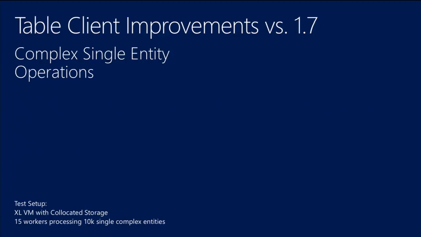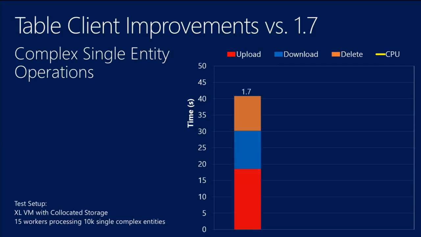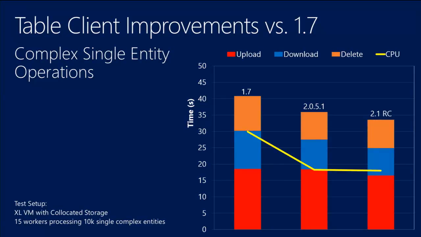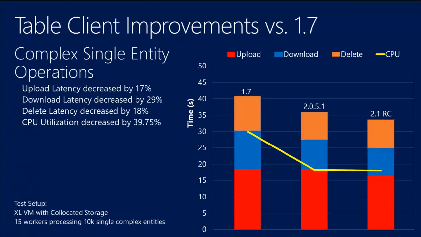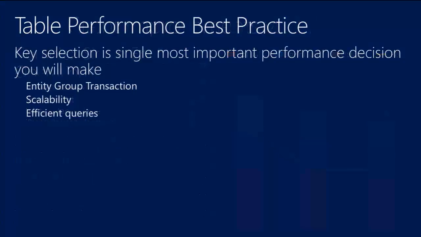So let's look at some improvements from 1.7. This is just the complex single entity test. We have an entity with 30-some odd properties of all the different supported types. We're going to do upload, download, deletes. So we have 1.7, 2.0, and then 2.1 as well. We've improved latencies, in some cases 17, 29%. CPU is down by close to 40%. Again, this is a single operation. We have similar improvements for entity group transaction or batch. So again, highly recommend using the later client.